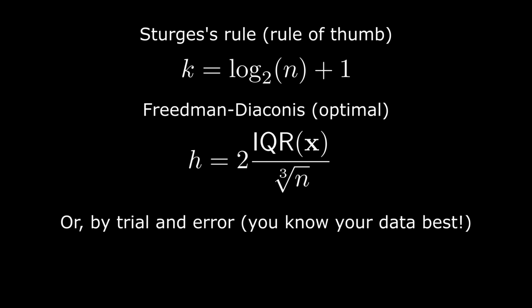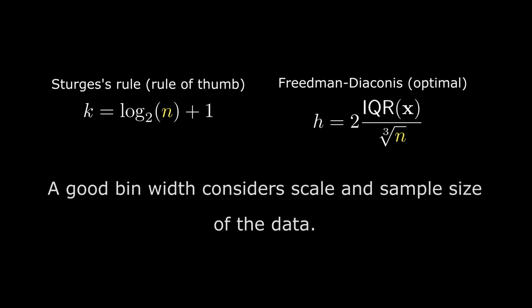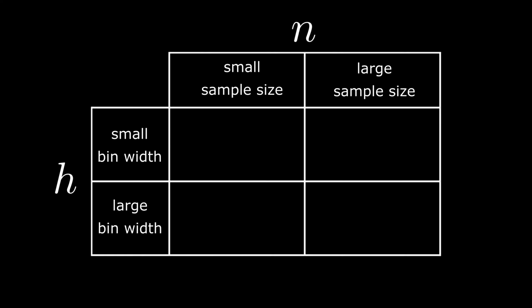In practice, a trial and error approach to choosing a bin width, using these mathematical rules as a guide, is useful. For example, if these rules take into account scale and sample size of the data, maybe we should too. Here is a rule of thumb for choosing a bin width, assuming that the scale of the data is fairly constant between sample sizes.